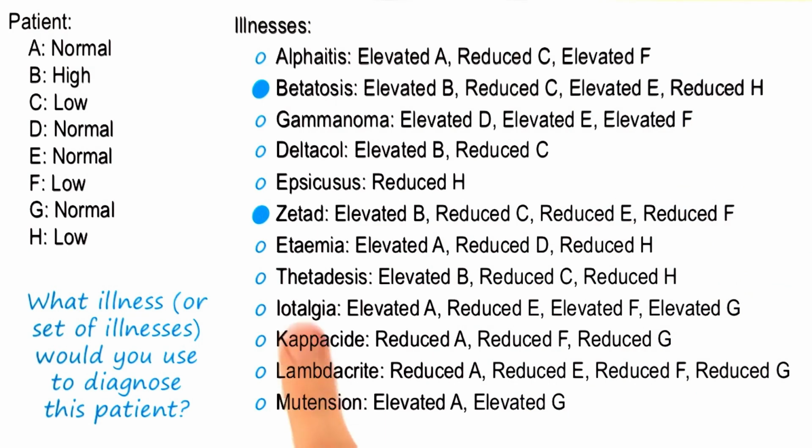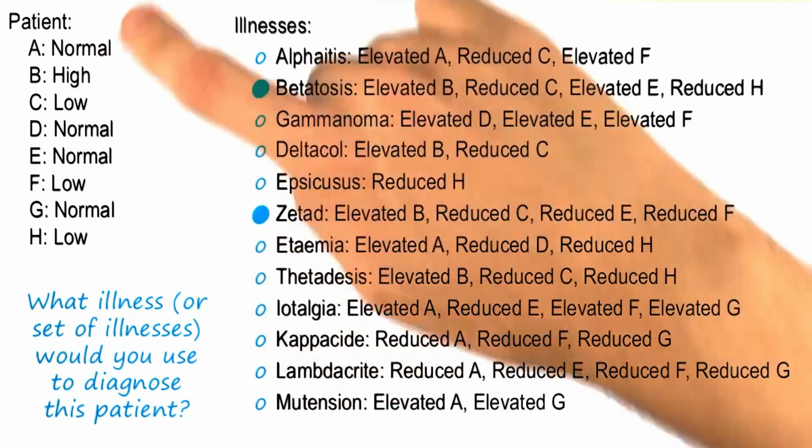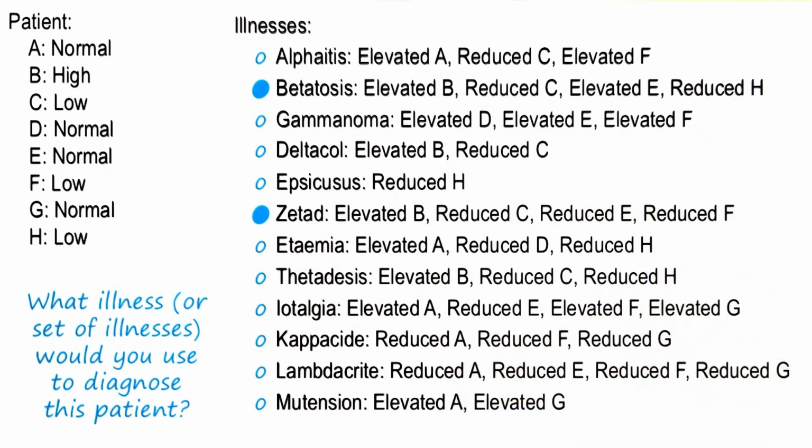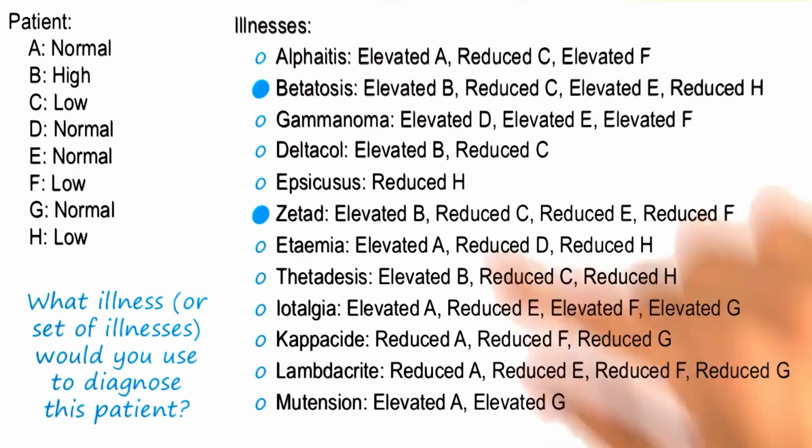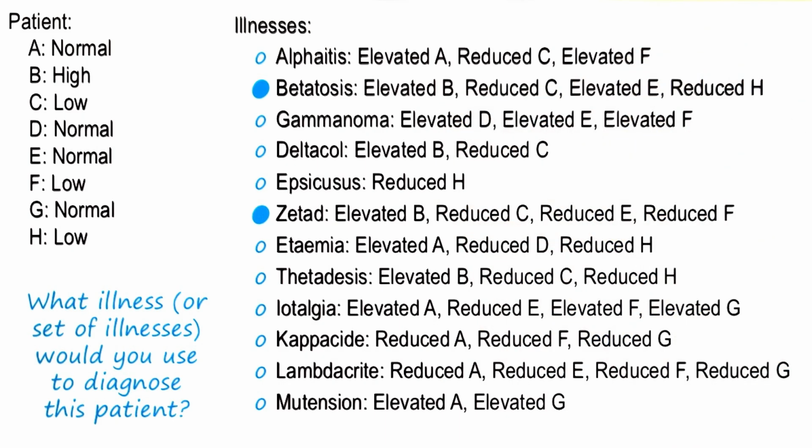I could also augment thetadesis with capicide and mutention. The three of them together would cover all our symptoms, but that would also be less parsimonious than beta-ptosis and zeta-ad alone. I may have chosen to do that, though, if those three diseases were much more common than beta-ptosis and zeta-ad, in which case I would have more confidence in them than just these two. That's an excellent answer, David, but how did you come up with this answer?